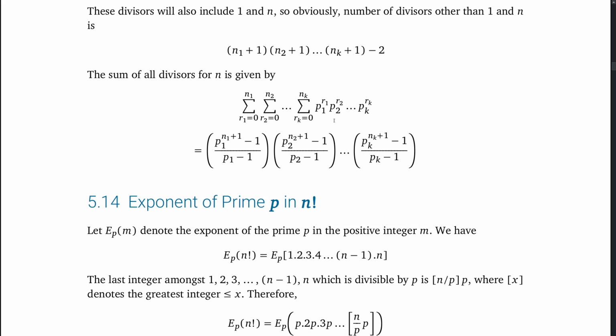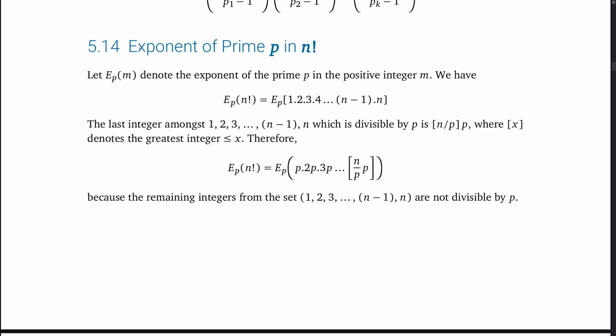Now, if you sum this, it will be equal to (p1 to the power n1 plus 1 minus 1) by (p1 minus 1). This is a geometric progression, we can figure it out from geometric progression. Then (p2 to the power n2 plus 1 minus 1) by (p2 minus 1), and so on.